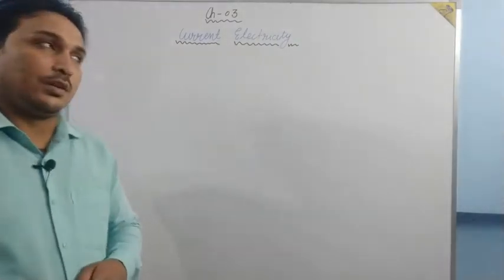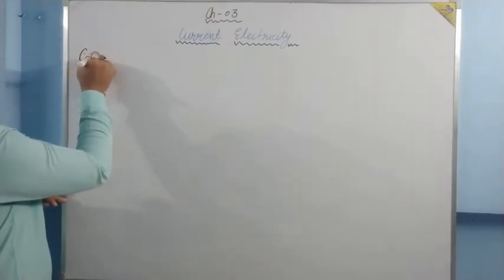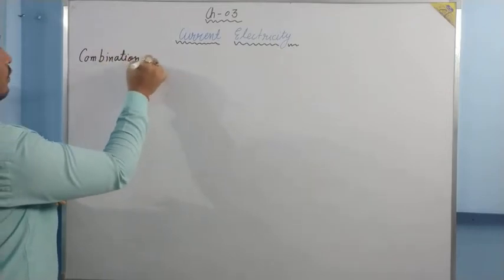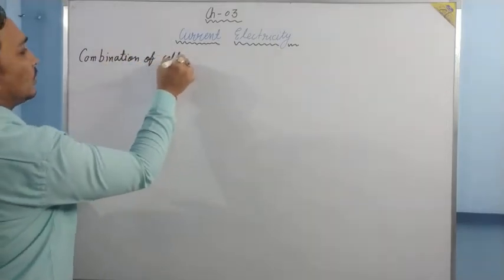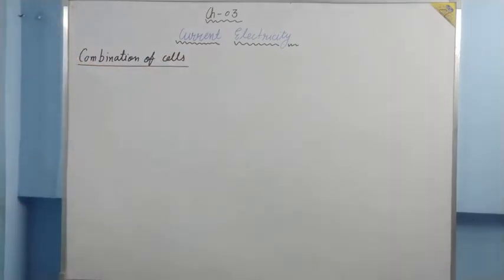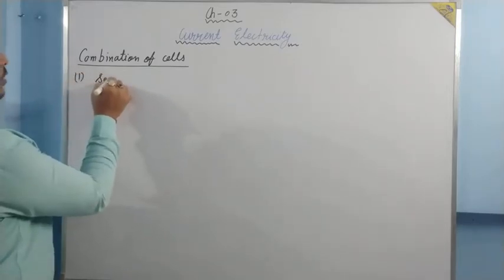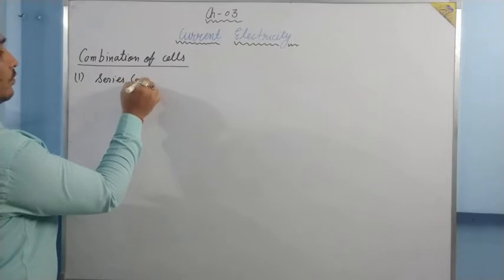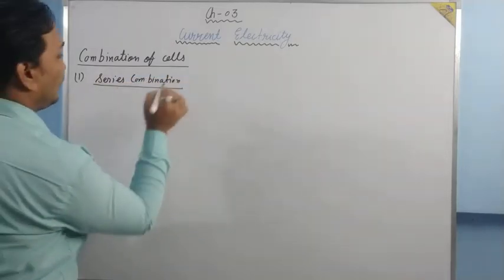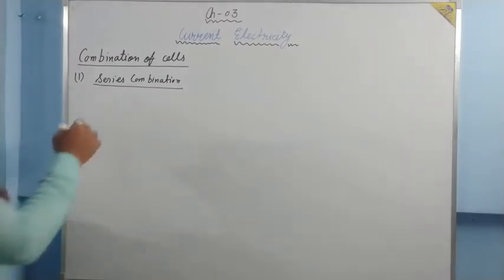Now let us start today's topic. Today's topic is combination of cells. Combination of cells. And as you know, there are 2 combinations possible. One is series combination and the second one is parallel combination. So let us go with series combination first of all.